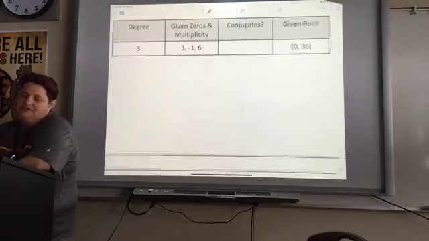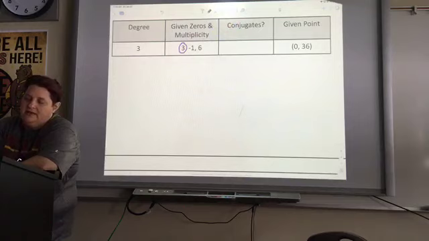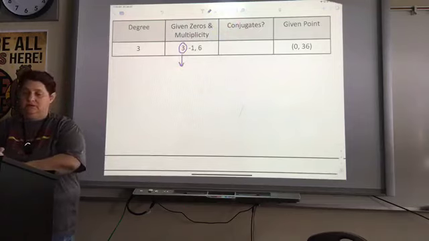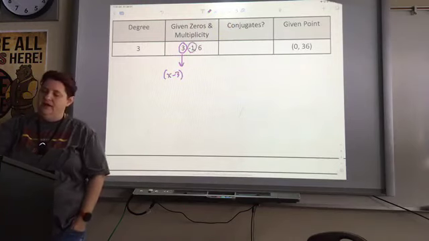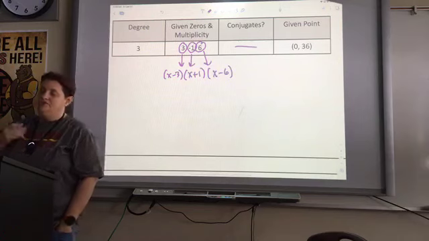Last 2 questions. Here we go. Guys, 3 came from what factor? X minus 3. -1 came from what factor? 6 came from what factor? There are no conjugates because there's no i.